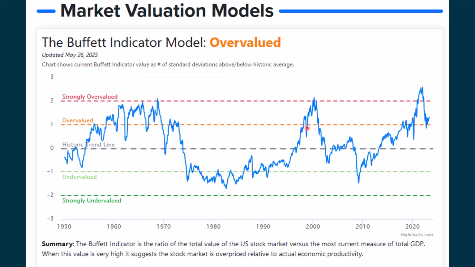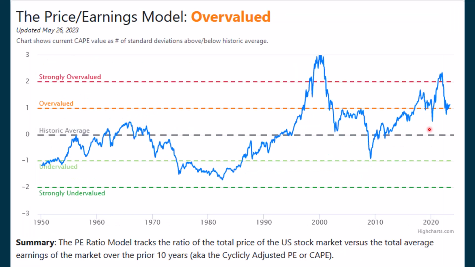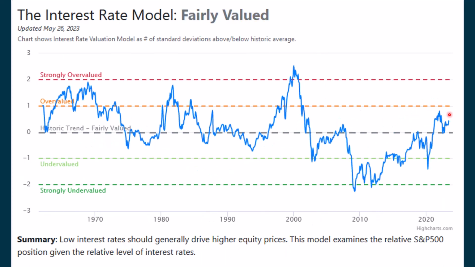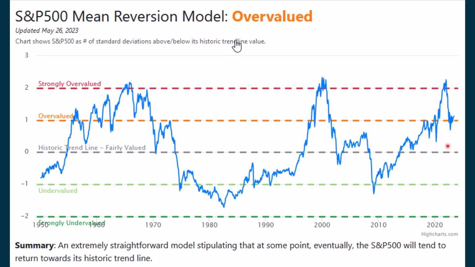The first one is the Buffett indicator, and that is overvalued since we're above this one standard deviation level. We also look at the price to earnings model. It's also above this one standard deviation level. Then we look at the interest rate model, and this is probably a little bit skewed because we have so many yield curves that are inverted. This is fairly valued currently.